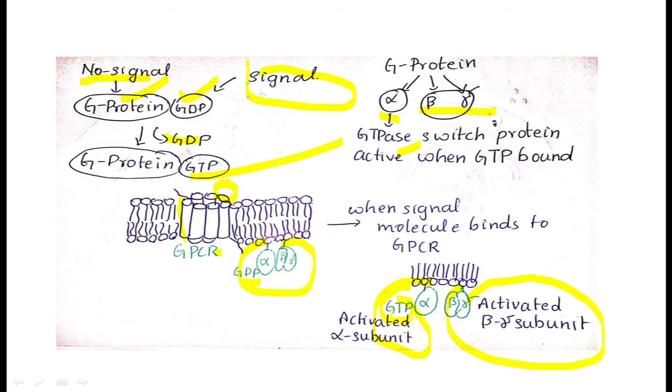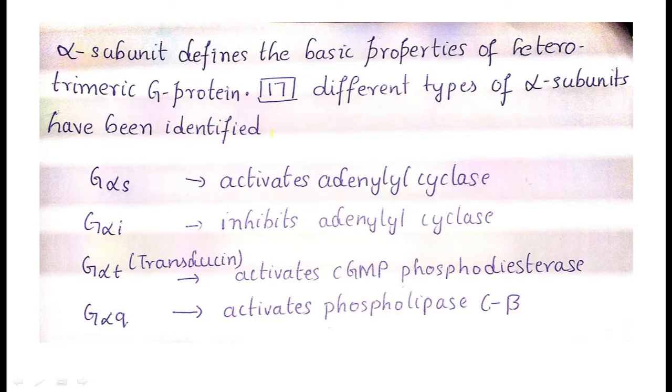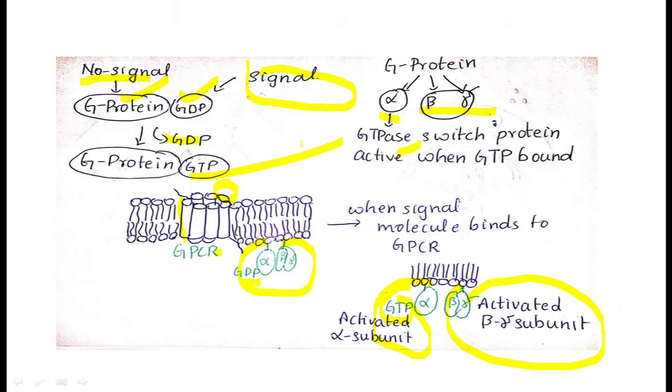Now, this alpha subunit defines the basic properties of your heterotrimeric G protein. 17 different types of alpha subunits have been identified. Here you saw this alpha subunit, and there are 17 different types of alpha subunit present. What are those?